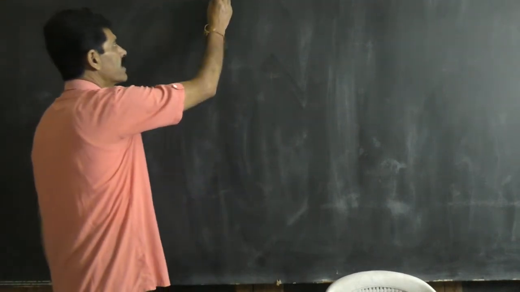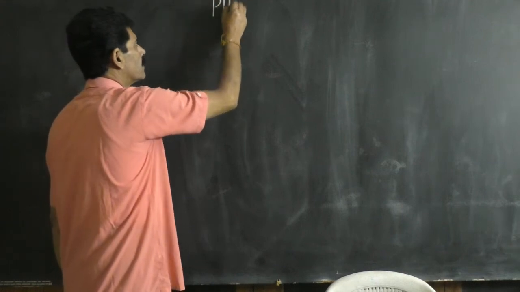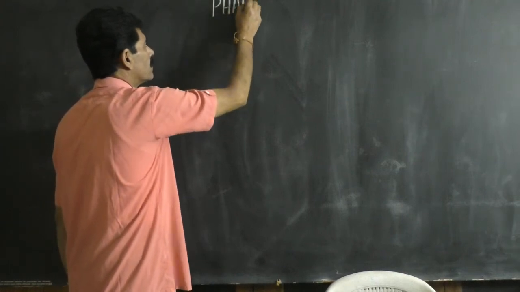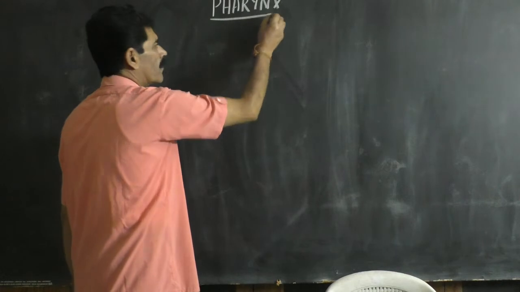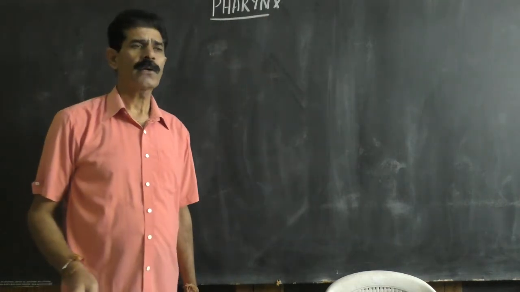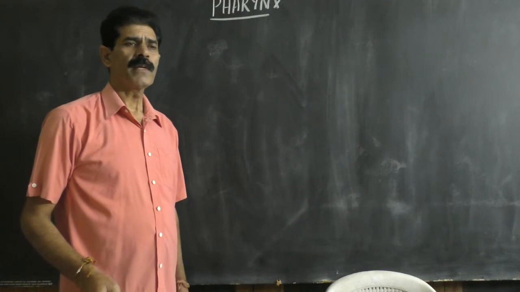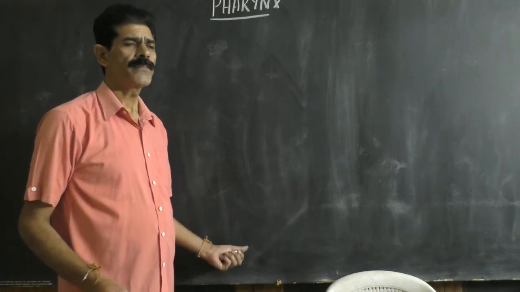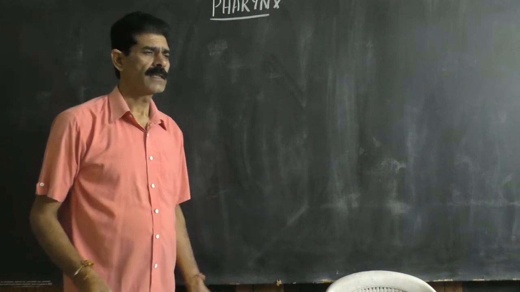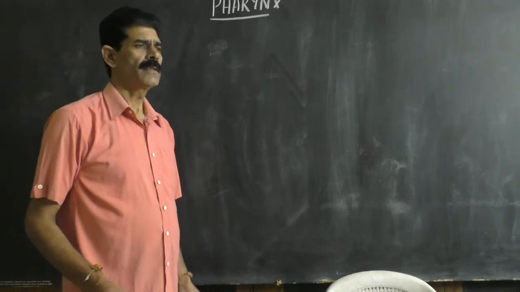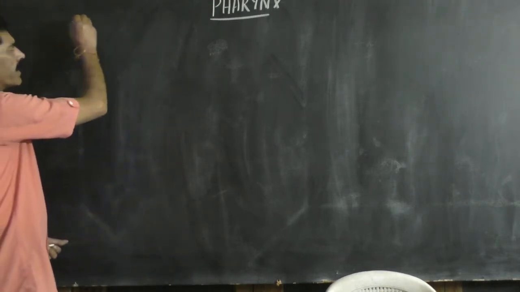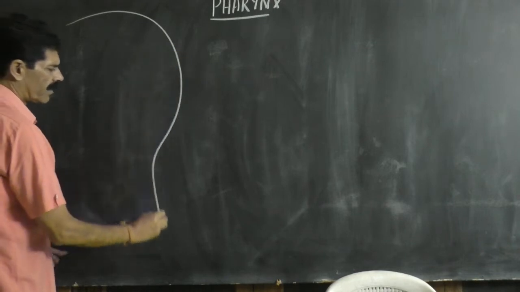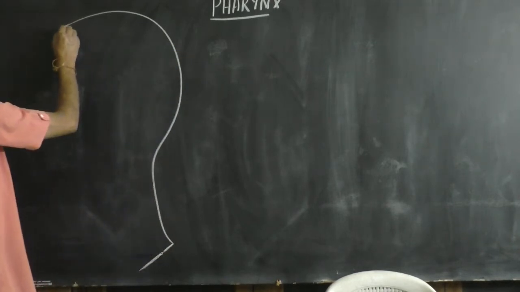So today we will do the pharynx. Now the pharynx is an irregular muscular tube. It starts from the base of the skull and is continuous down to the esophagus. As we have done the head and neck region, if we cut a sagittal section of the head and neck, this is the picture we will get.